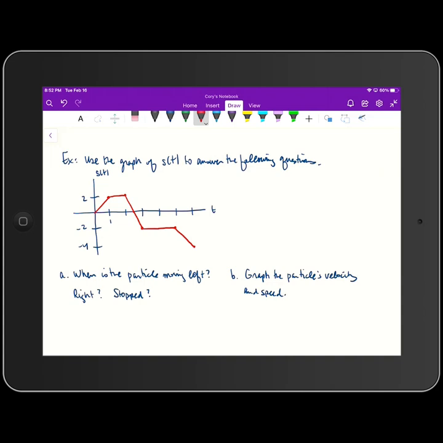Okay, so when the graph has a positive slope, I'm going to highlight that in yellow. Okay, so when the slope is positive, the graph is going to be moving forward. When the slope is negative, I'm going to go ahead and draw that in blue. So when the slope is negative, the graph is moving backward. Okay, so it's negative at those two segments. And when the slope is 0, our particle is going to be stopped. So I'm going to draw that in purple.